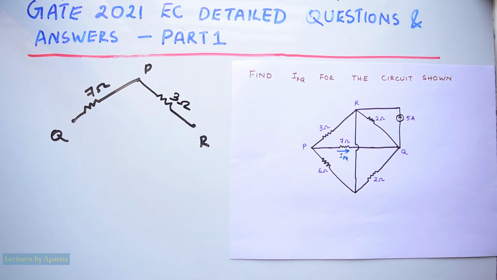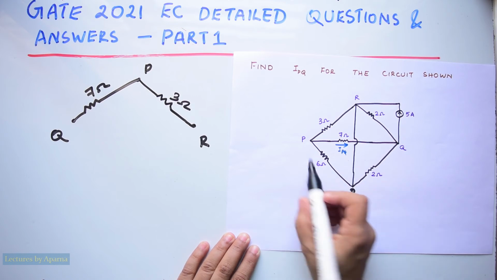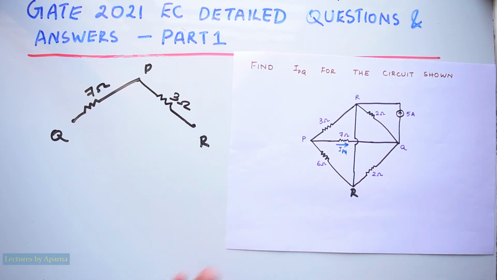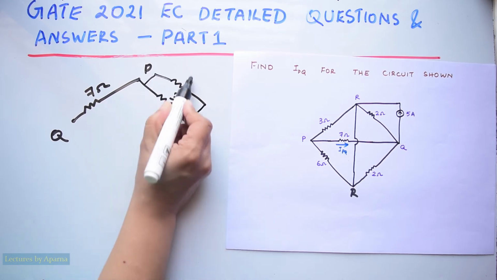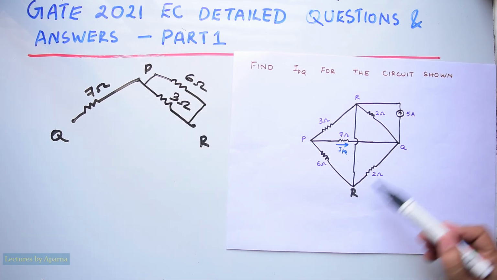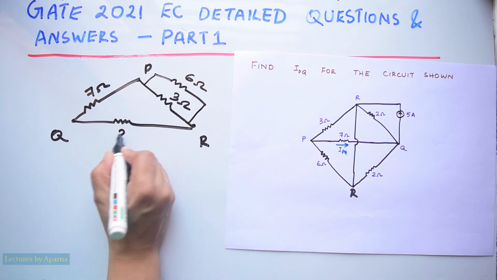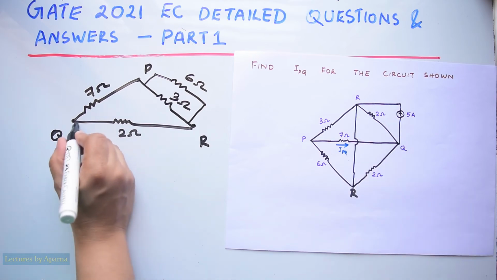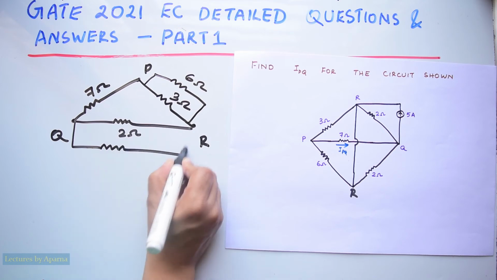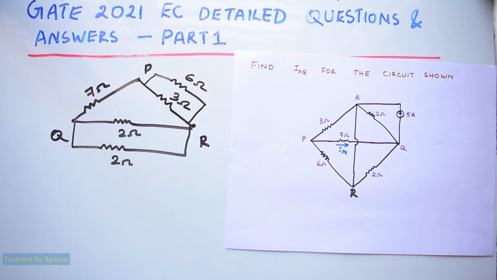Between P and R again there is a 6 ohm, because this point is also R. So between P and R there is a 6 ohm. So we can draw this 6 ohm parallel to this 3 ohm. Now between Q and R there is a 2 ohm. Again between Q and R there is a 2 ohm. Between Q and R there is a 5 ampere current source.